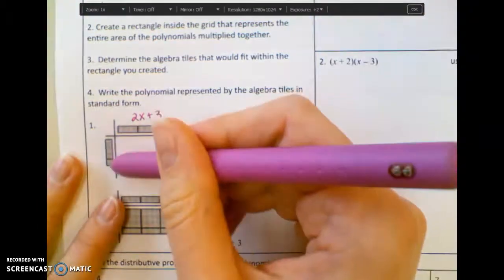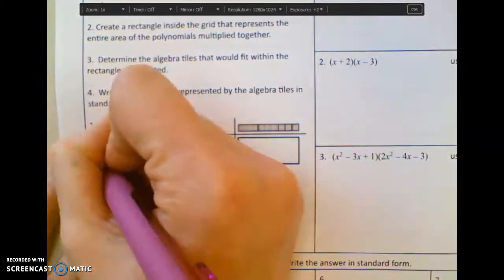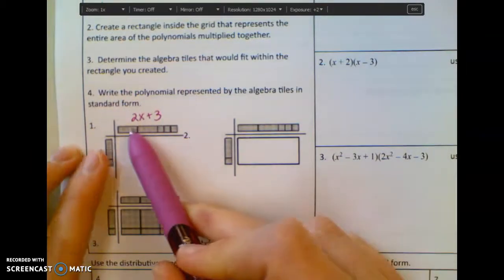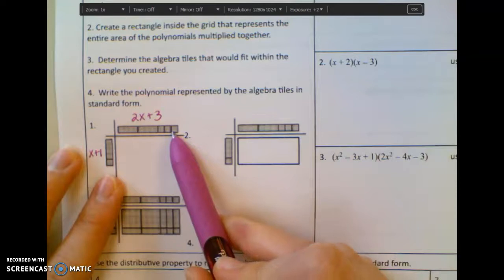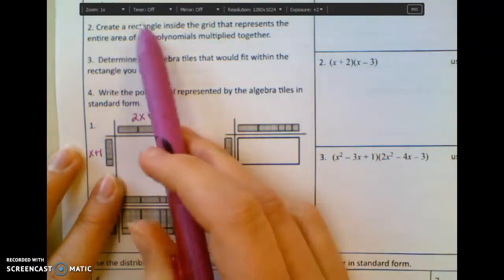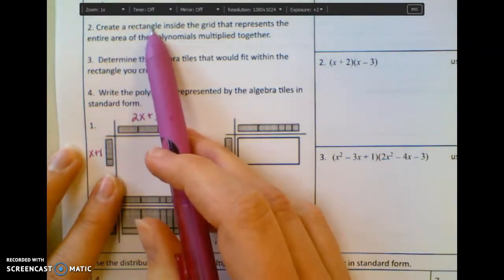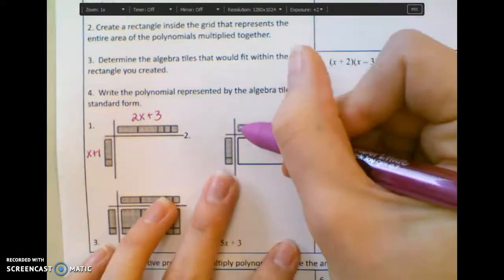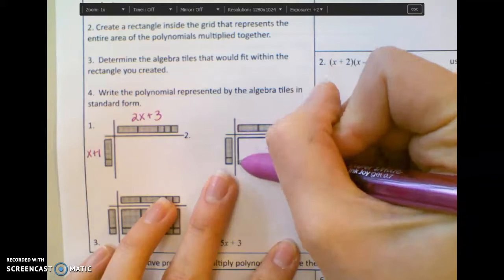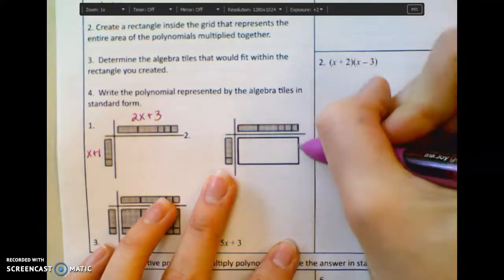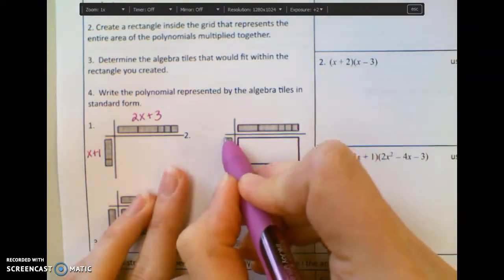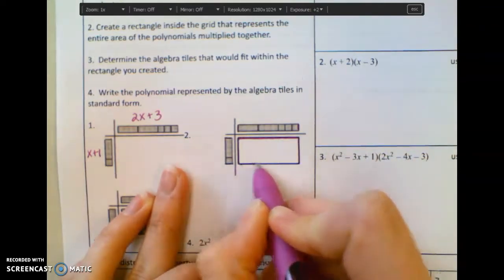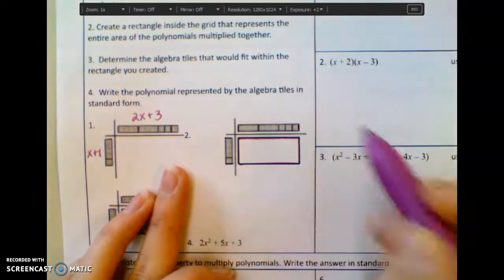So then what is this one? This is x plus 1 because we have 1x and 1, 1. So now that we have modeled them with algebra tiles, the second step is to create a rectangle inside the grid that represents the whole area where they will be multiplied together. So we just take these ends and we bring them down to represent where our multiplication will be. So that's where we got all of these. We just make a rectangle.